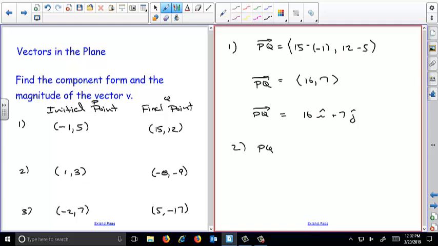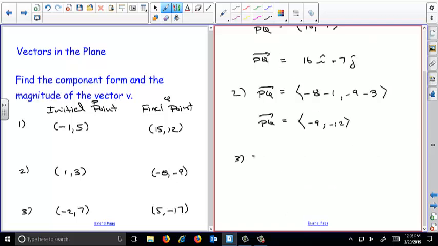Okay, so the rest of them are the same kind of deal. You take the x component of the final point, subtract the x component of the initial point, and the y component of the final point minus the y component of the initial point. So 8 minus 1 is negative 9. Negative 9 minus 3 is negative 12. Now I forgot to give the magnitude. We'll come back and do that in a second.